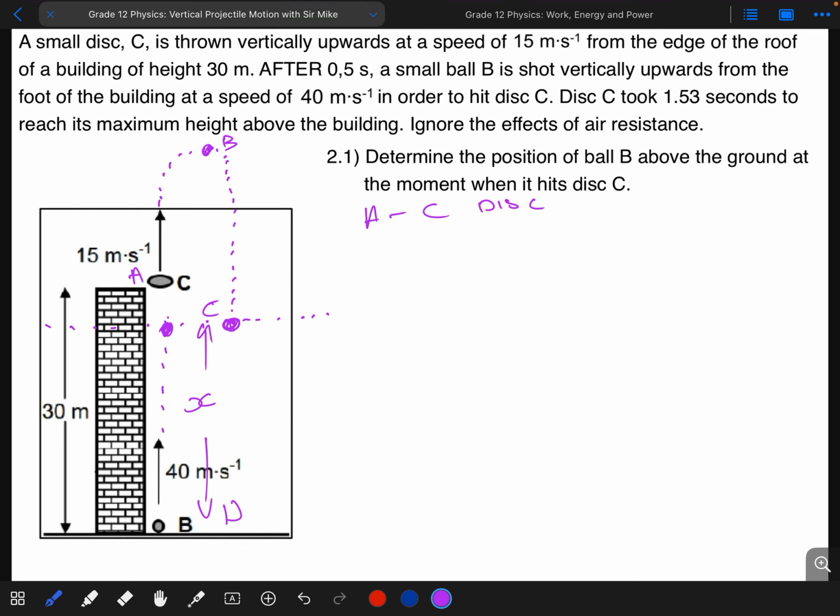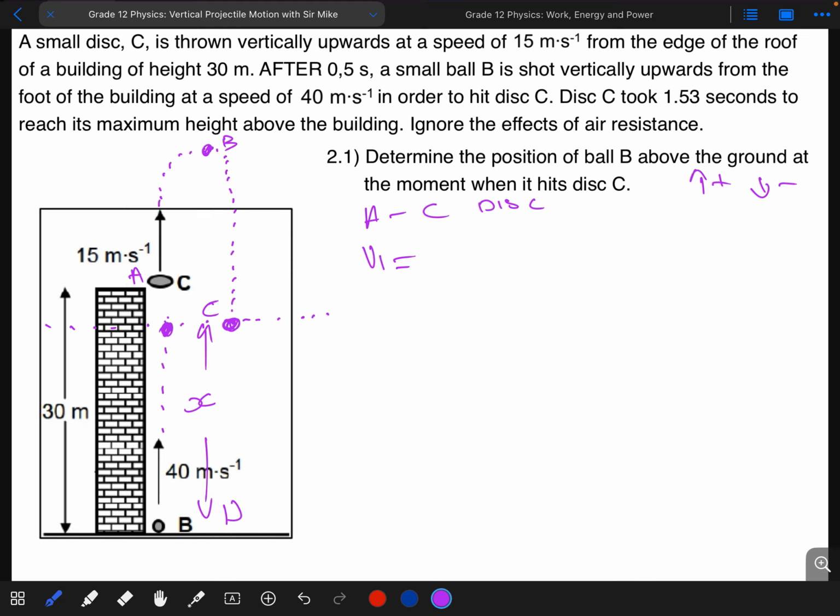So between those two points, A and C, my V initial, again, I'm going to choose upwards as positive and downwards as negative. It really doesn't matter. I can take upwards as negative and downwards as positive. It won't make a difference. But remember, if you are trying to calculate velocity, you just need to interpret your answer in terms of magnitude and direction.